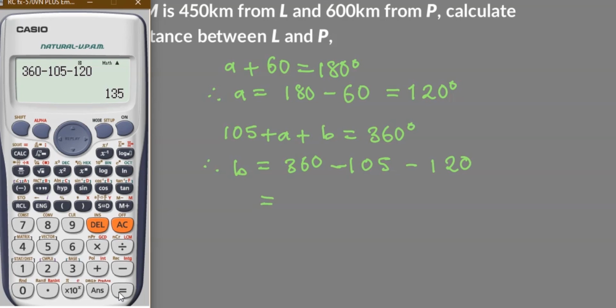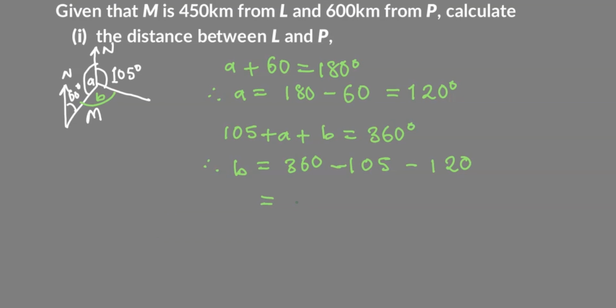The value for B gives us 135. So we have found the internal angle there for the triangle. It's 135. Just for you to be able to easily revise, let me make this diagram a bit bigger.